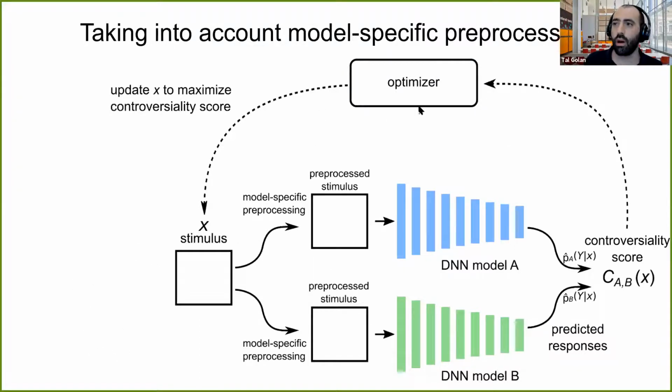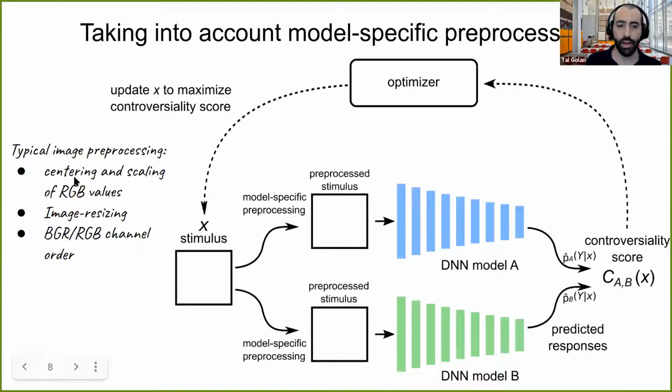I'm now going to make a couple of practical, technical points before we shift gears and discuss more theoretical considerations. So one practical point is about stimulus preprocessing. Usually these networks are trained not on raw images, but on images that were preprocessed. So this preprocessing usually includes centering and scaling of the RGB values, resizing the image to a certain size, and even sometimes changing the order of the color channels. Often, this preprocessing is not part of the object that describes the model. It's somewhere in the training and evaluation code.